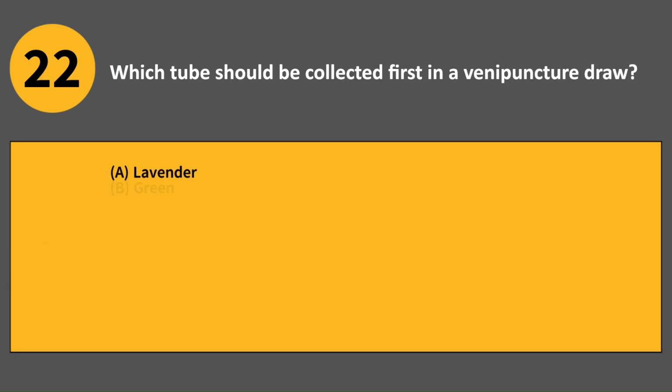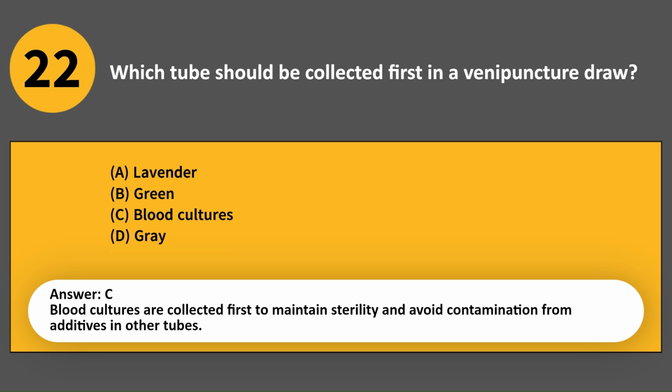Which tube should be collected first in a venipuncture draw? A. Lavender. B. Green. C. Blood cultures. D. Gray. Answer C. Blood cultures are collected first to maintain sterility and avoid contamination from additives in other tubes.